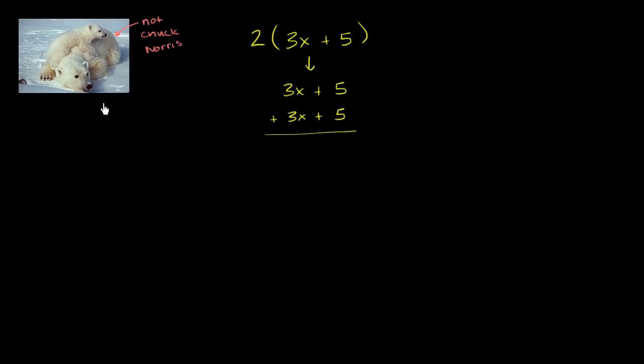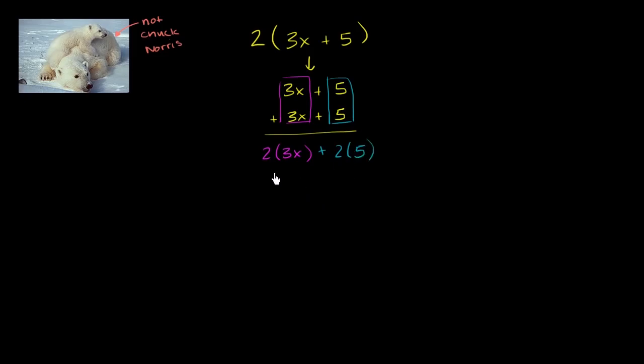Well, this is the same thing as, if we just look at it right over here, we have now 2 3x's. So we could write it as 2 times 3x, plus we have 2 5s. Plus we have 2 5s. So plus 2 times 5.